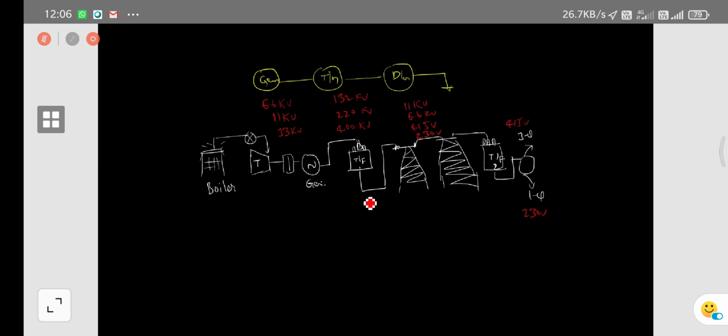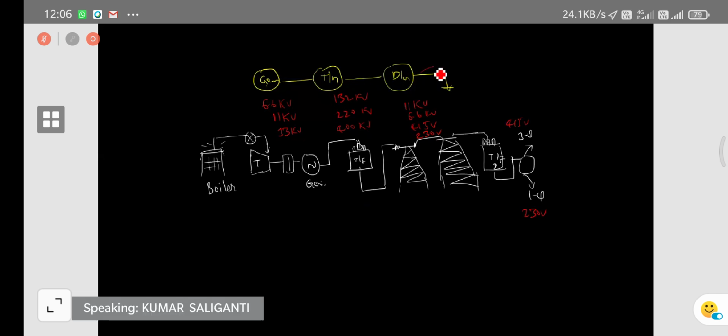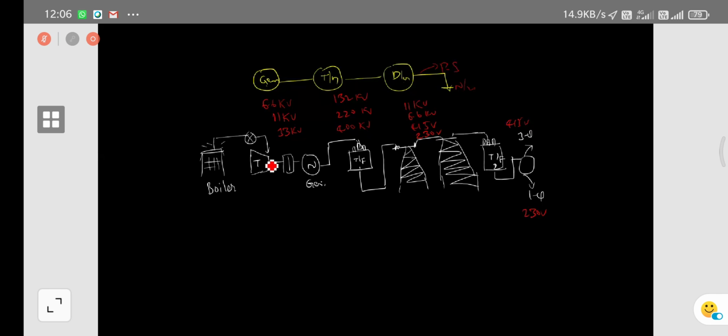This is the total power system network here. So in power system, power flows into different sections. Different sections means generation area, transmission area, and distribution. So these are the consumers.